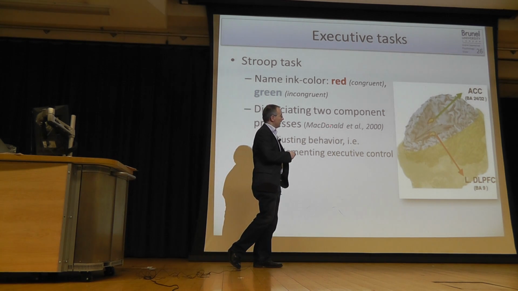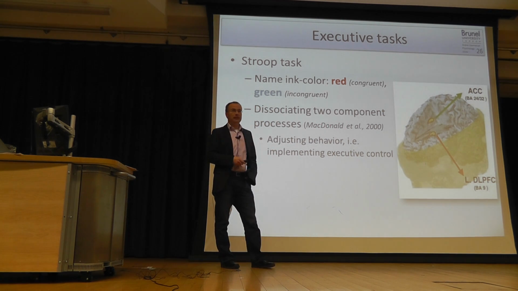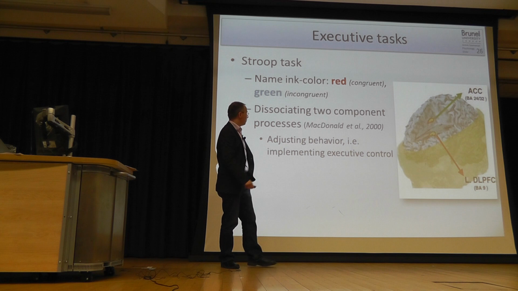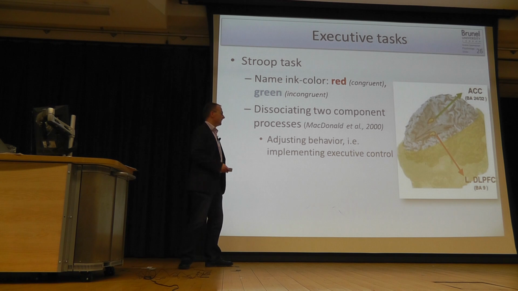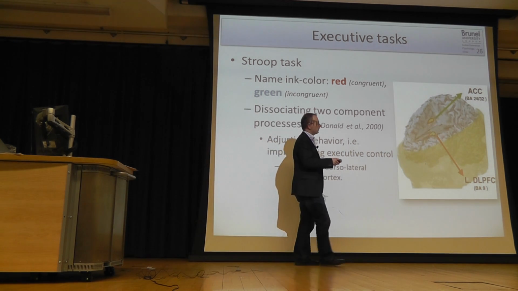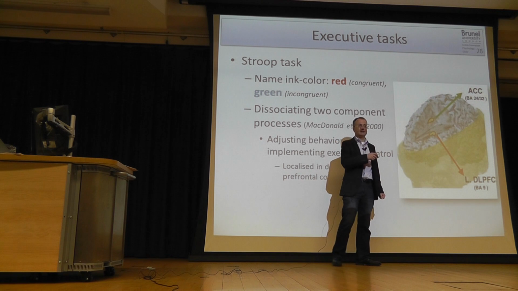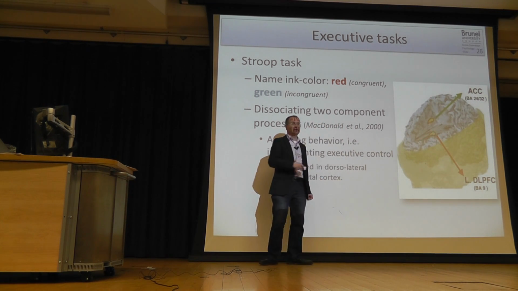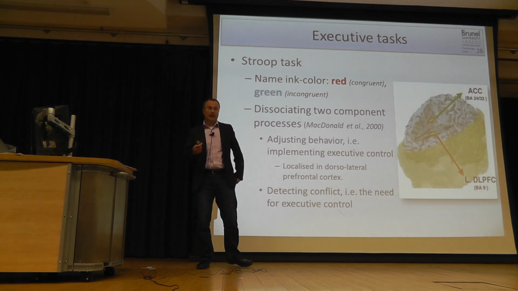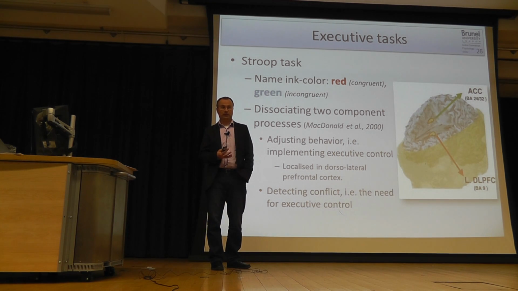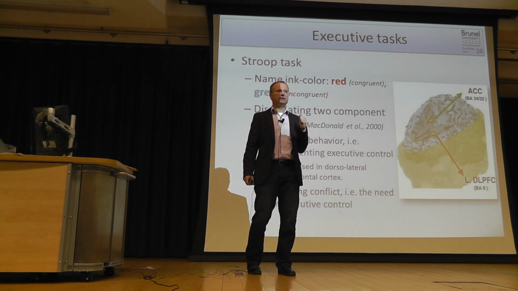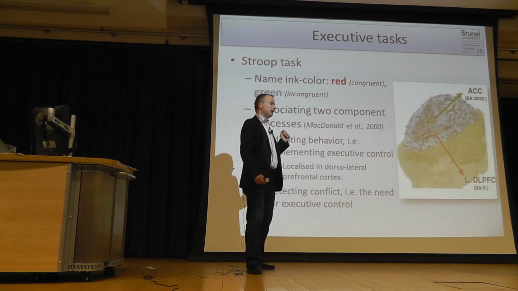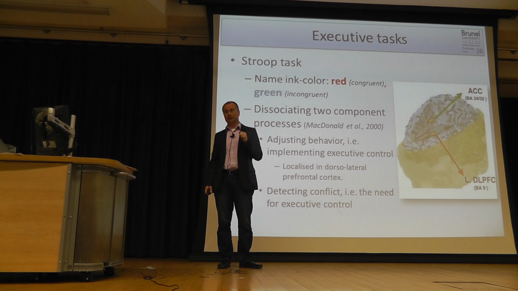MacDonald and Carter and others have done a very nice MRI study and shown that you can dissociate two subcomponents here. One is that we have to adjust our behavior, the implementation of the executive control, and that is mainly localized in the lateral prefrontal cortex, where we said there is executive control and the SAS localized. And then we have the detection of conflict. That means the first step is to say, okay, something is going wrong here, or something is very difficult, or we have conflict here. We need executive control to manage this situation.